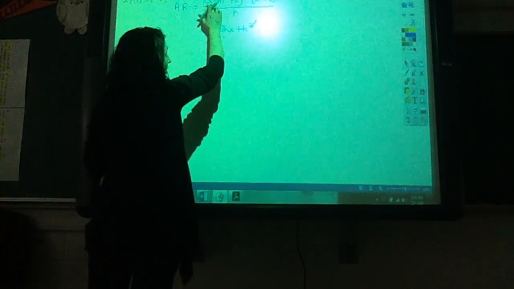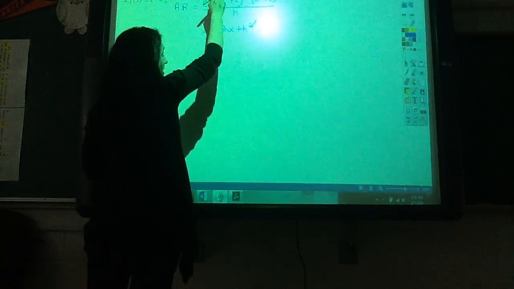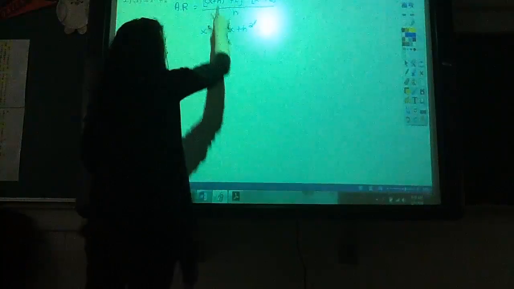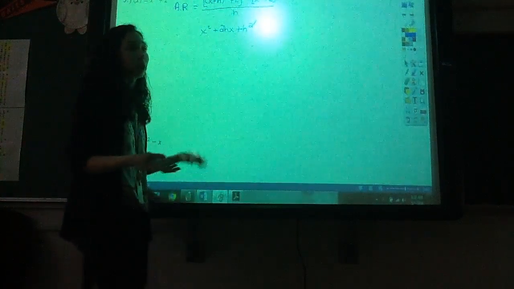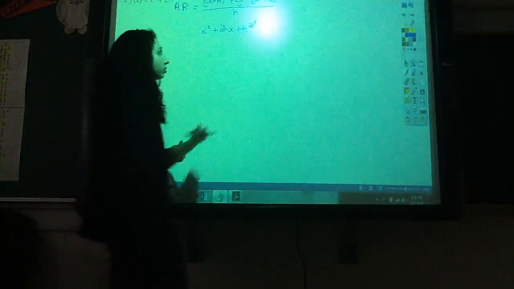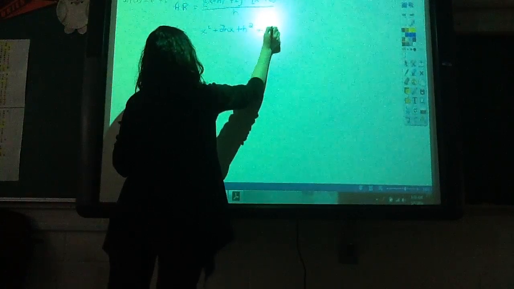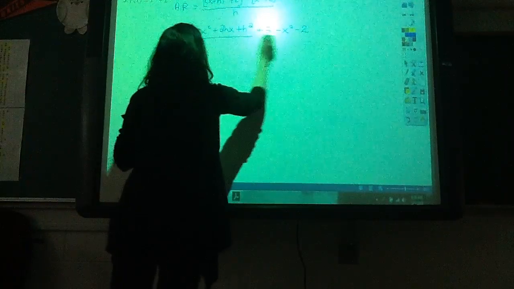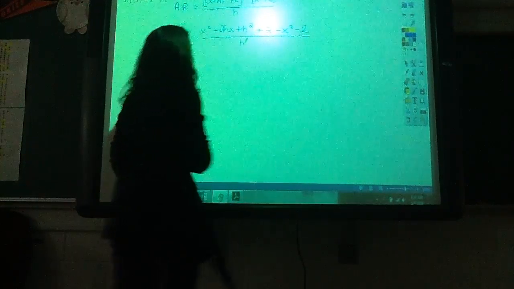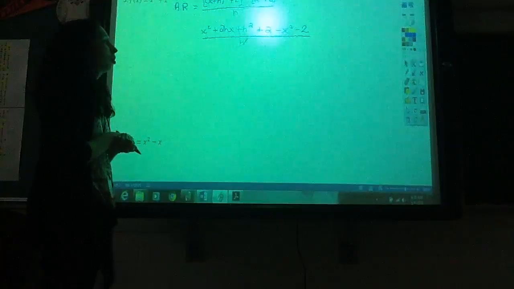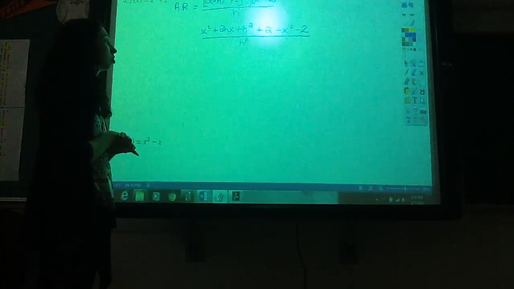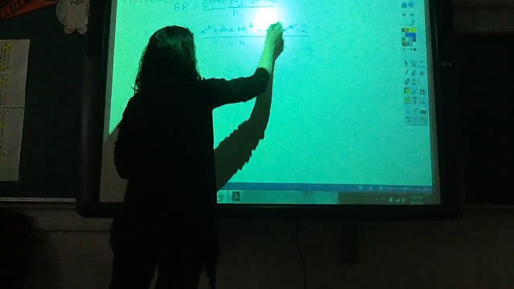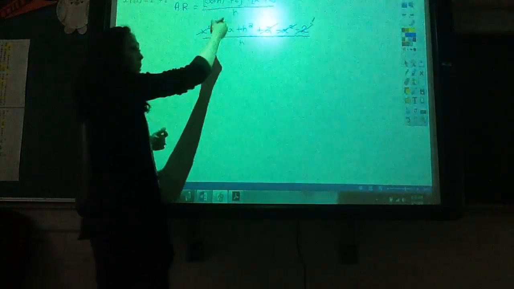So when I FOIL this out, it's basically first term squared, and then you do 2 times x times h. That gives you the middle term, and then h squared. Or you can FOIL it out normally. It'll still give you the same answer. And then I have a plus 2 on the end, minus x squared minus 2, all over h. So what cancels? The x squareds cancel, the 2's cancel. I'm left with the terms that have h, correct?